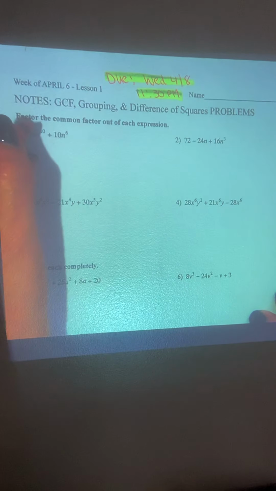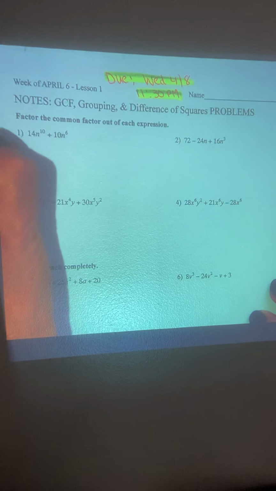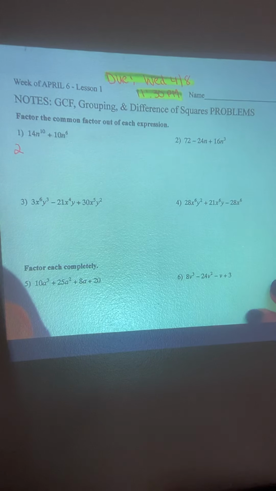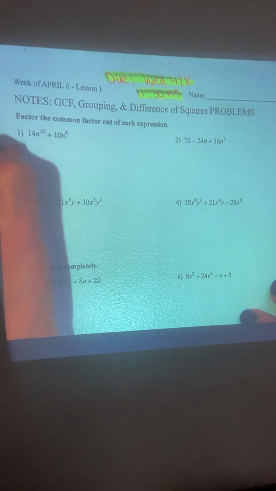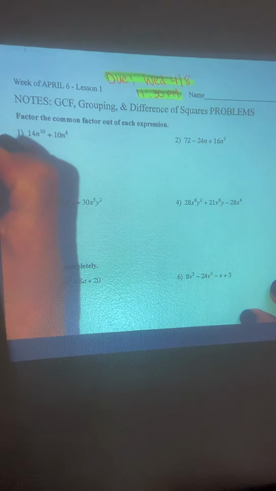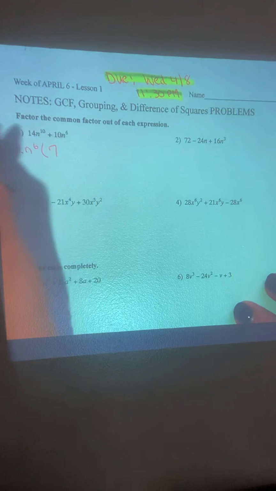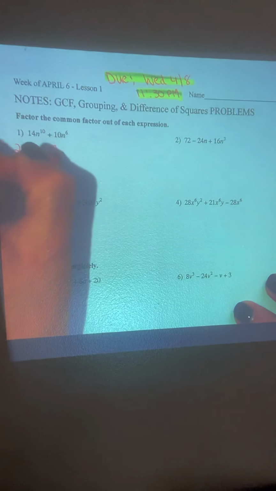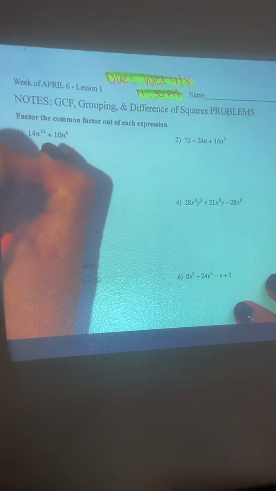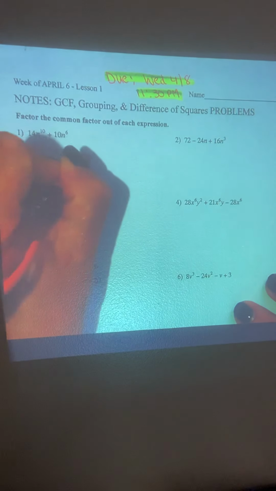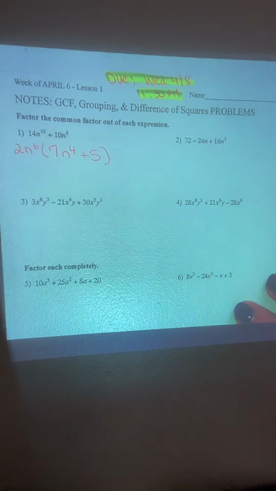Greatest common factor of 14 and 10 is 2. And then GCF of n^10 and n^6 is the smallest exponent, which is n^6. Divide in your numbers, subtract the exponents. 2 into 14 goes 7, and 10 minus 6 is n^4. 2 into 10 goes 5, and your n^6's cancel. n^6 minus n^6 is n^0, and any number to the 0 power is 1.